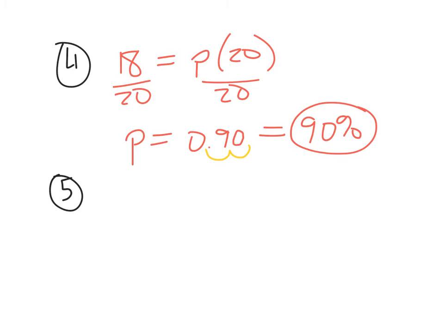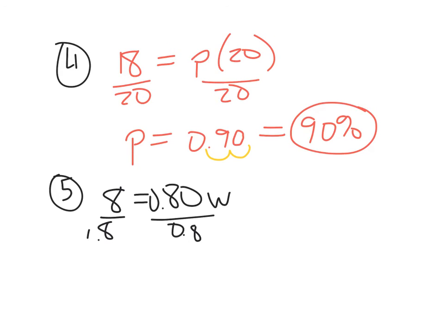Okay, number 5. 8 is 80%. I can change to a decimal by saying 0.8, right? Of means times W, because we don't know what number. Okay, so how do I solve for W? Divide by 0.8. So 8 divided by 0.8 would be what? 10.